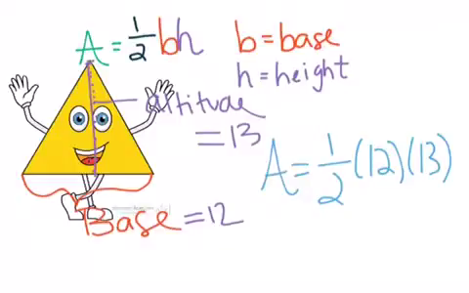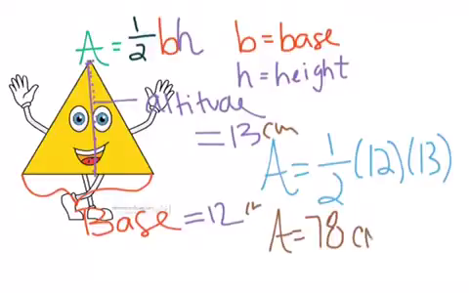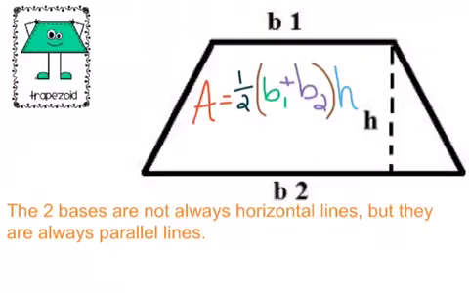Okay, so the area for this particular triangle, which I forgot to tell you is named Trudy the triangle, just in case you cared. So our area here is going to be, I believe, 78. Let's just say that we use centimeters. So 78 centimeters, and remember, area is always squared. So it'll be 78 centimeters squared. Okay? All right, let's jump over to area of trapezoids now.